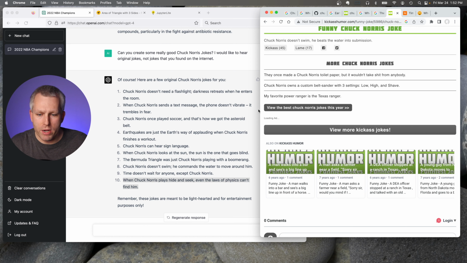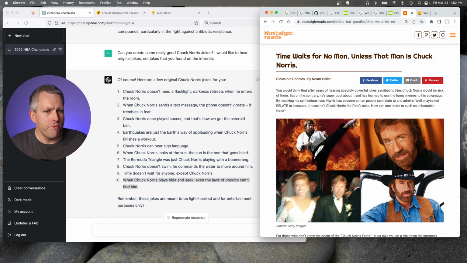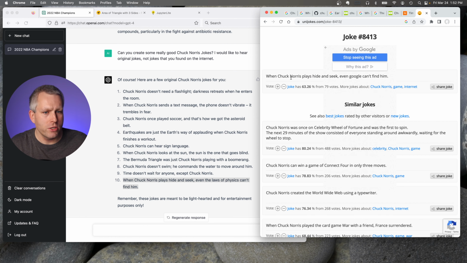The ninth one is, time doesn't wait for anyone except Chuck Norris. I found a similar one. Time waits for no one unless that man is Chuck Norris. So it's the same joke, just rewritten. The tenth one is, when Chuck Norris plays hide and seek, even the laws of physics can't find him. And there's a similar one, when Chuck Norris plays hide and seek, even Google can't find him. I think the one on the web is actually funnier. The one with the laws of physics, I don't really get it. I think that's a poor rewrite of the same joke.